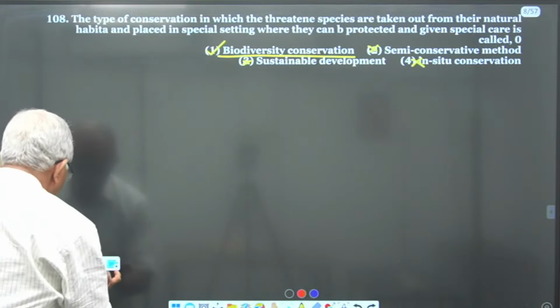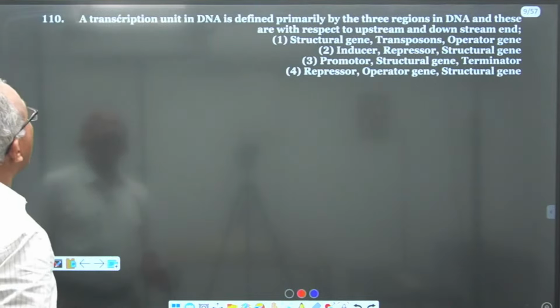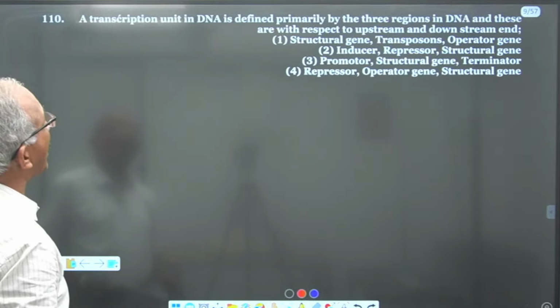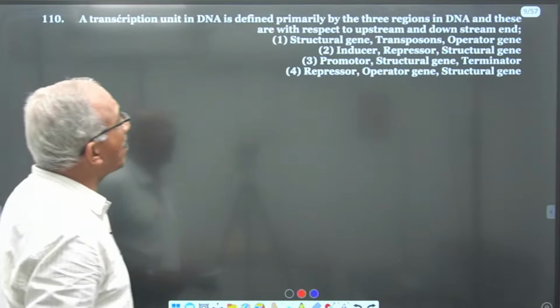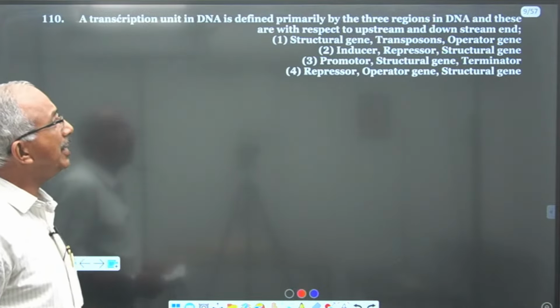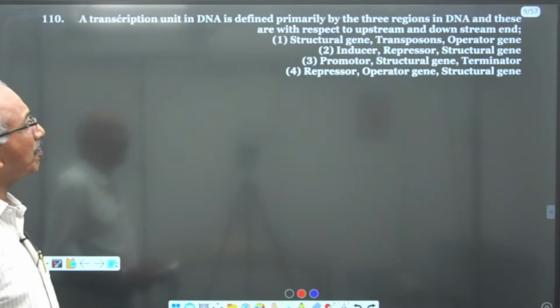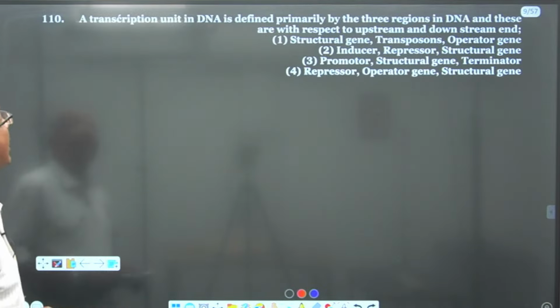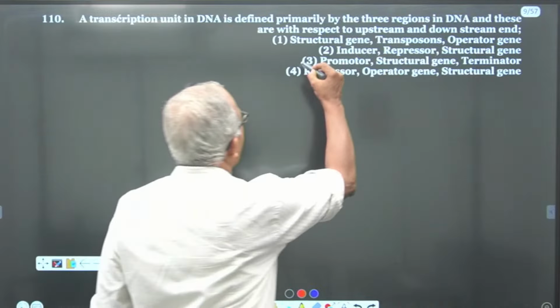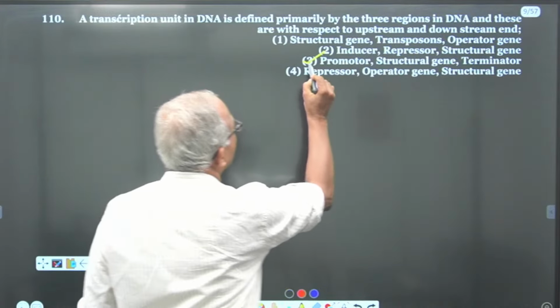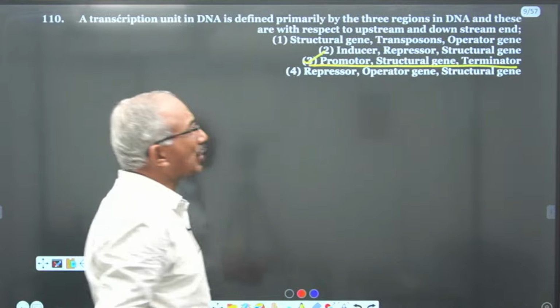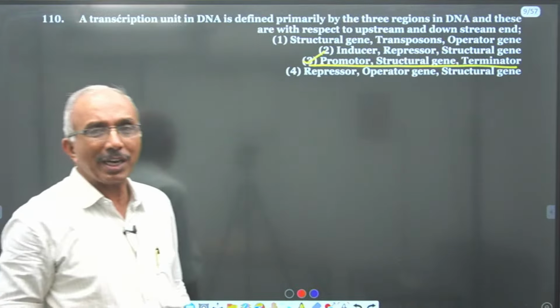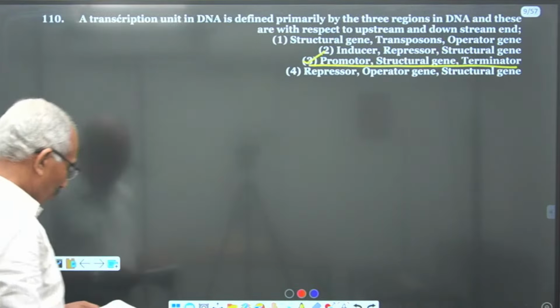Next, a transcription unit of DNA is defined primarily by three regions of DNA, with respect to the upstream and downstream ends. Here it is option C. Upstream end, we can read it like this: promoter, structural gene, and terminator. Option 3.